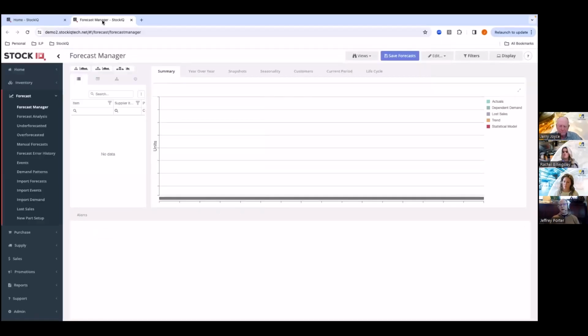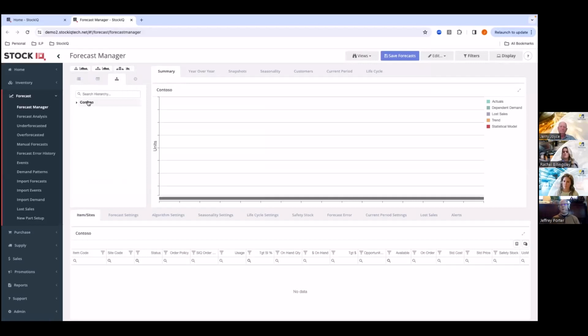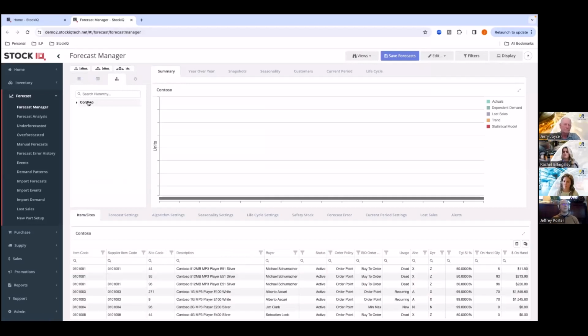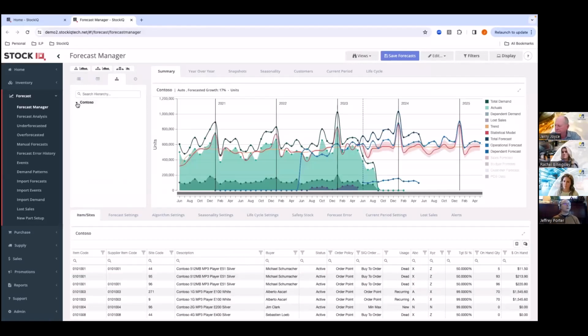So I'm going to open up a forecast window here, and we're going to evaluate a single item that resides in a hierarchy. But before we go there, let's talk about that hierarchy. We just focused on, in a SIOP process, how do we actually evaluate? So imagine here that I'm operating a company called Contoso, and we sell various electronics, cameras, computers, etc.